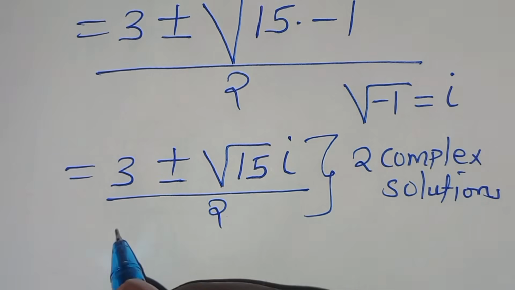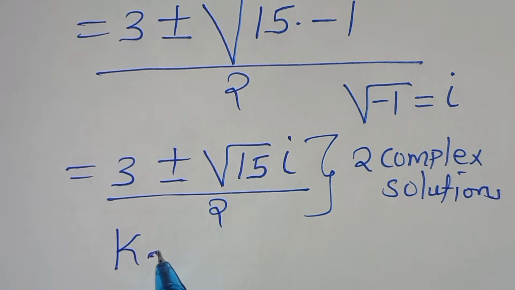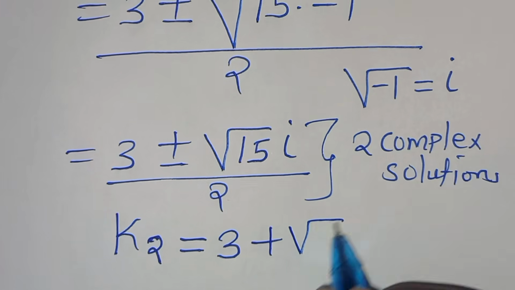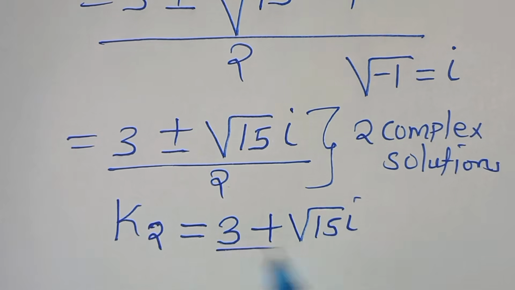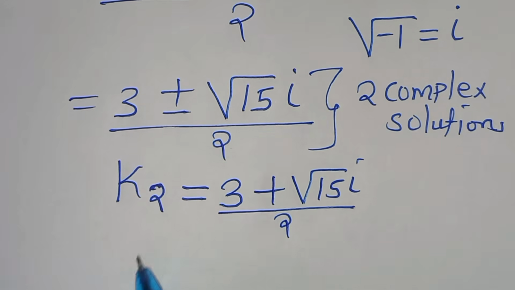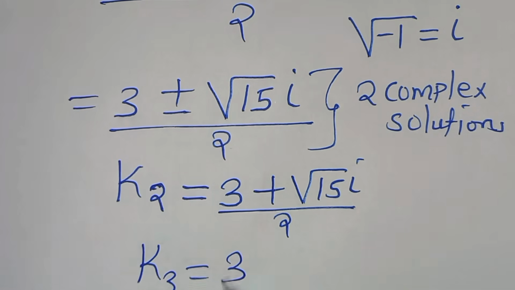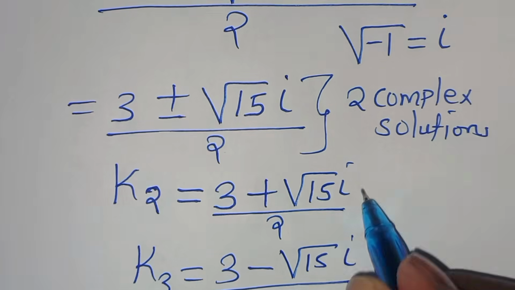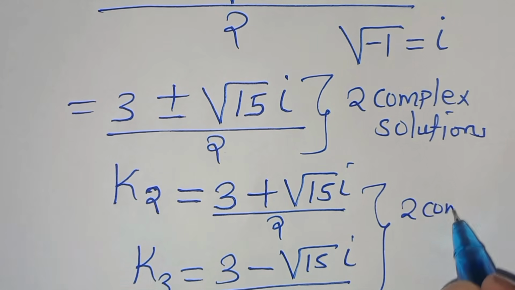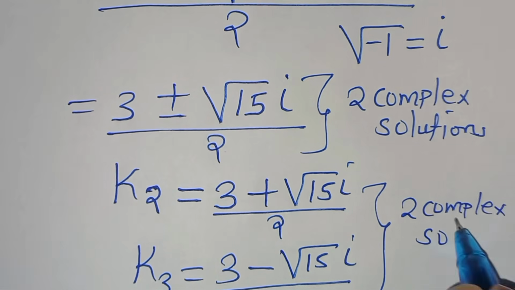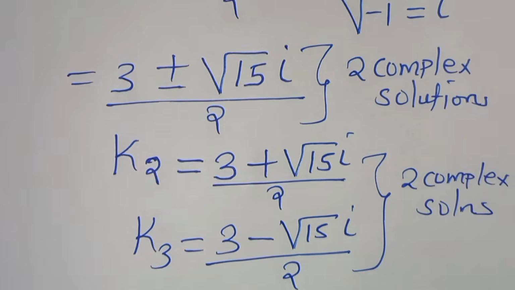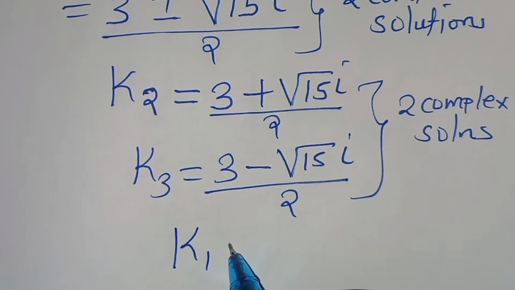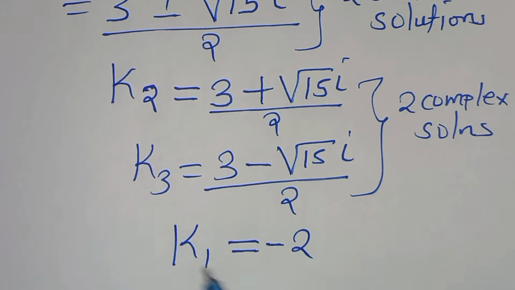We have k2 and k3. So this is k2. This is equal to 3 plus square root of 15 i divided by 2. And k3 is equal to 3 minus square root of 15 i divided by 2. So these are two complex solutions. We only have one real solution here, which is k1, and this is equal to minus 2.